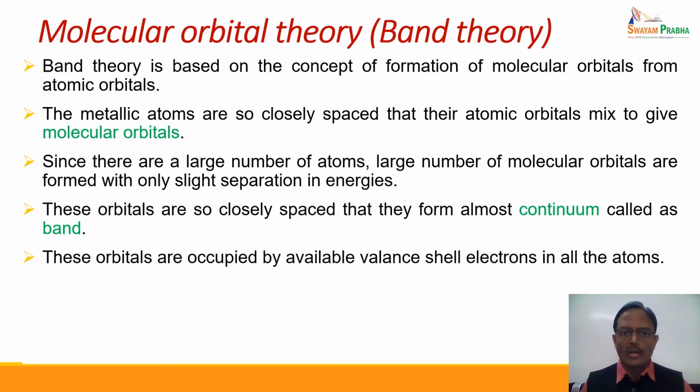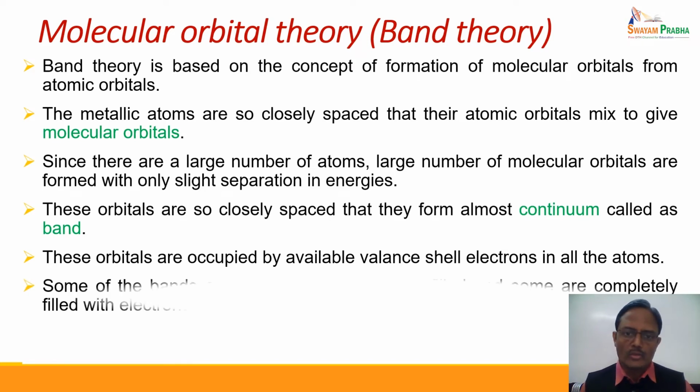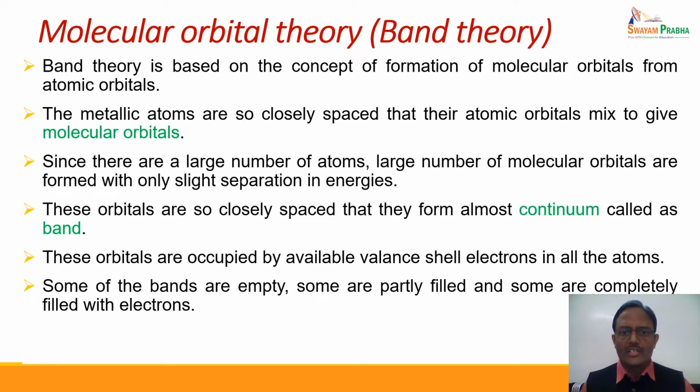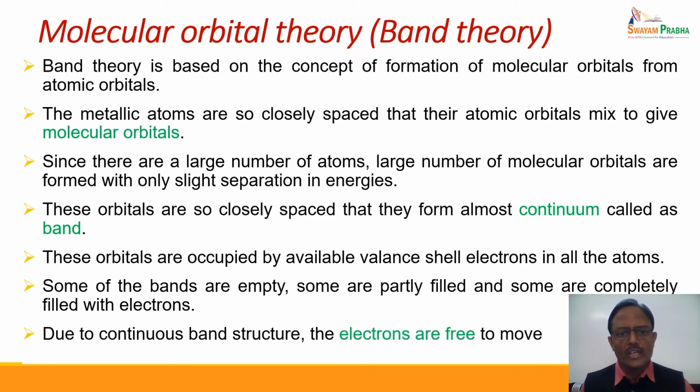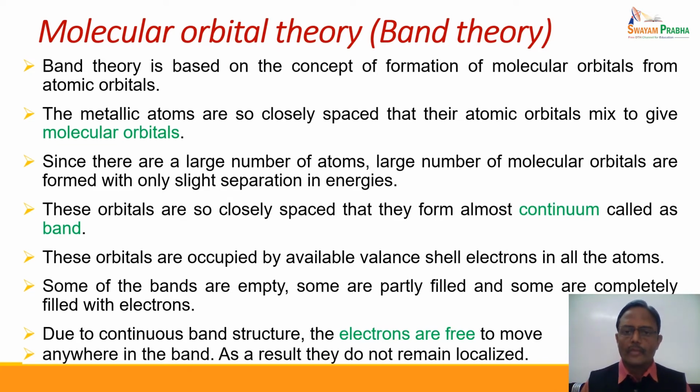Now these orbitals are occupied by the available valence shell electrons of all the atoms present in the metal. Some of the bands are empty, some are partially filled, and some are completely filled with electrons. Due to the continuous band structure, the electrons are free to move anywhere in the band, and as a result they do not remain localized. So it can be considered as an extension of our free electron theory. The only difference is that in molecular orbital theory, the electrons are free to move anywhere in the band.